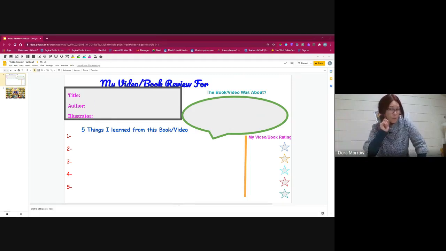Author: listen to when they say, this book was written by whoever wrote the book. Listen for the word by. That will be the author. Illustrator: they will say, the illustrator for this book is, and they'll say the name. And that's where we're going to write illustrator, author, and title, okay? We need to do this part. That is a review for your video book, okay?